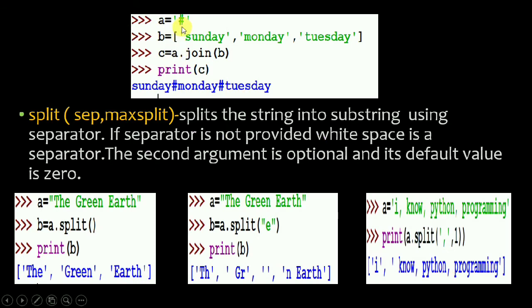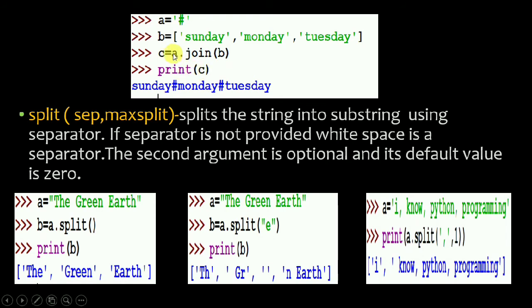Similarly, there is one more example. Here we have taken the separator as hashtag, and we have taken another variable B, which is a list, Sunday, Monday, Tuesday. The earlier example was of a tuple. Before that was the example of a string, and now this is an example of a list. As we know, a list is denoted by square brackets. Now we say C equals to A dot join B and print C.